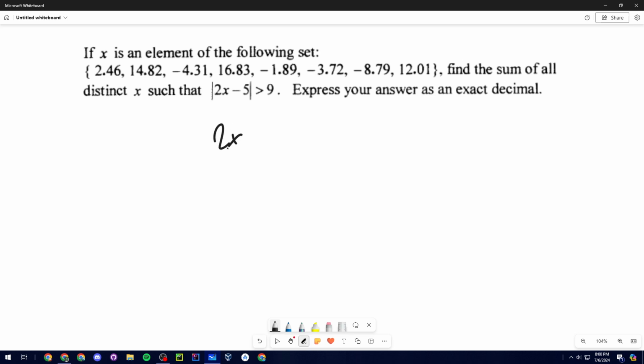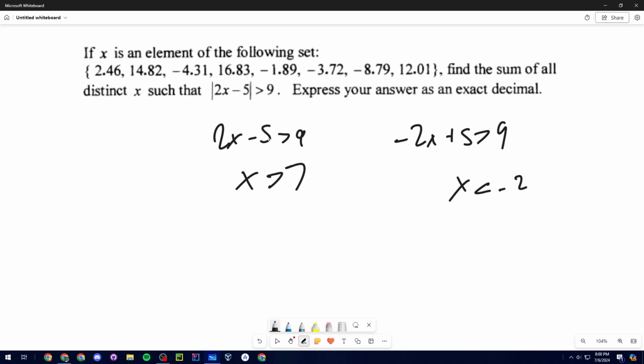To solve for an absolute value, just split it off into branches. This gives x is less than -2, and x is greater than 7. So the sum of all of them that is in this restriction, you just go through them. 14.82, -4.38, 31, 16.83, -3.72, -8.79, and 12.1. Adding them up, you should get the answer of 2684, and I'm going to check the answer key, and yeah, that's right. Okay, nice.